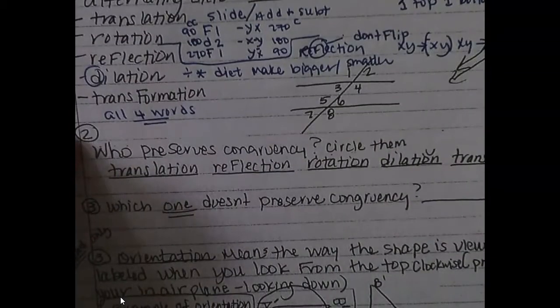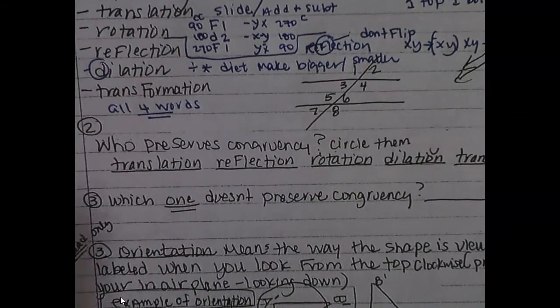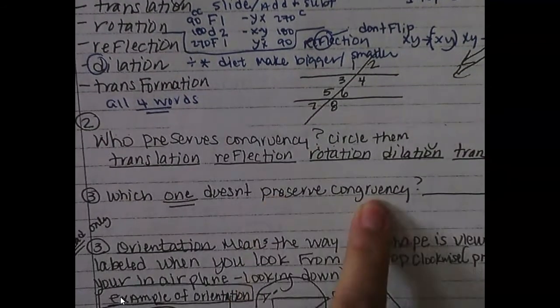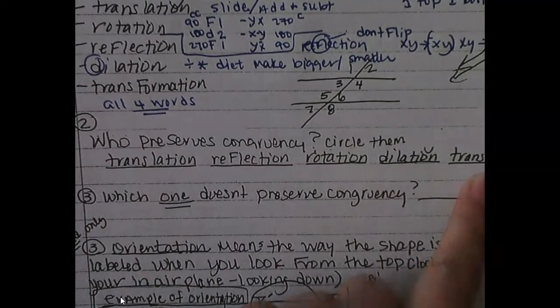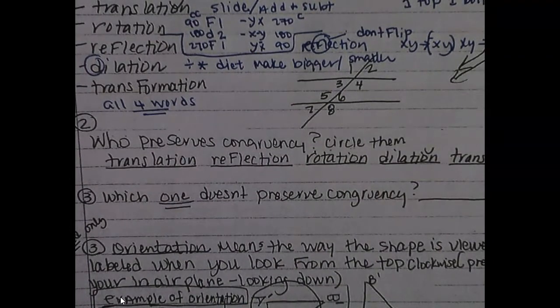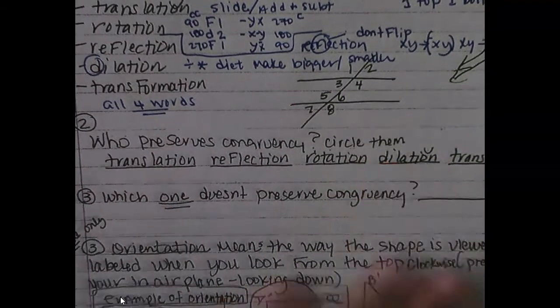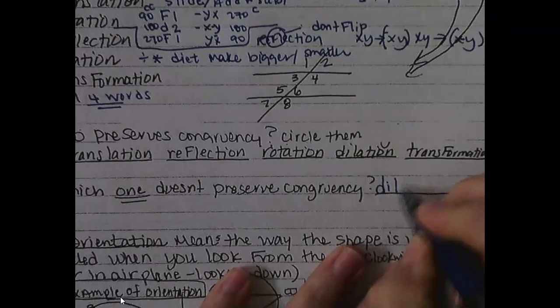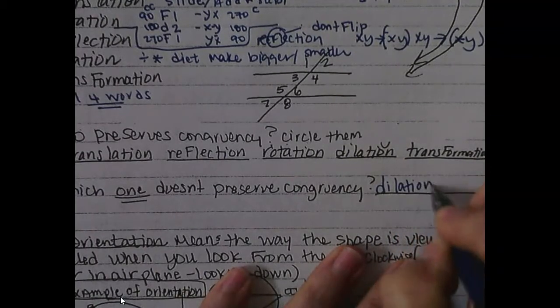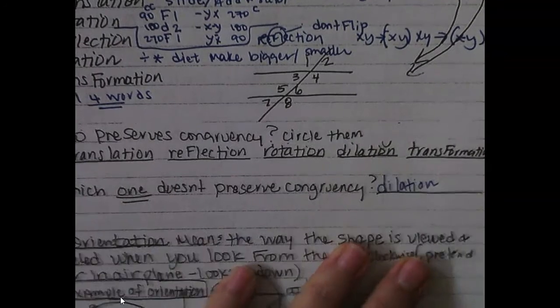Question 2, who preserves congruency? Circle them. And so who does, or even better, which one doesn't? So I can tell you one of them doesn't. I can also tell you 3 of them do. So I'm going to work on the one that doesn't. And preserve means keep, and that means equal. So which one of those doesn't keep you equal? And the correct answer is dilation. If you go on a diet, you don't stay equal. You either get bigger or smaller. So dilation does not keep congruency.